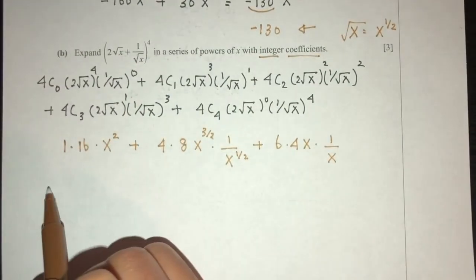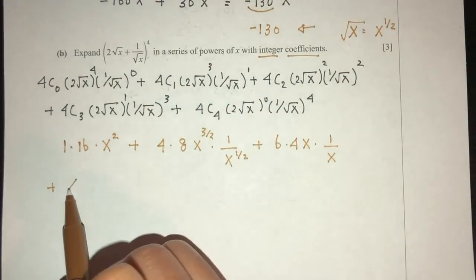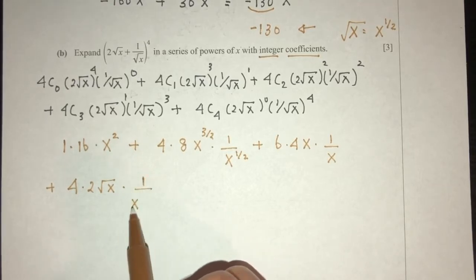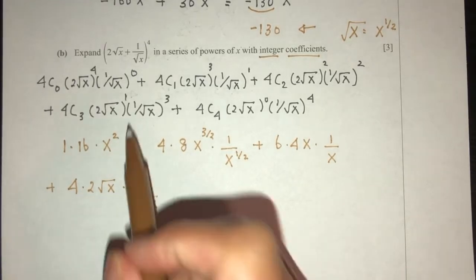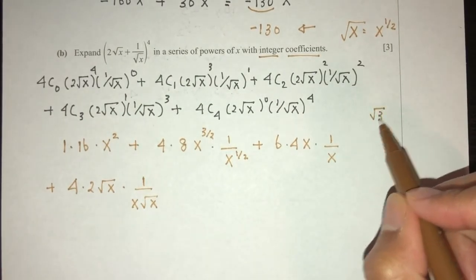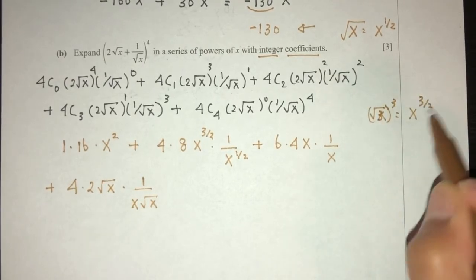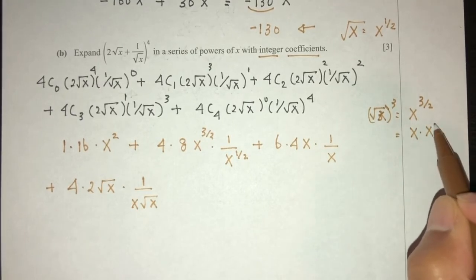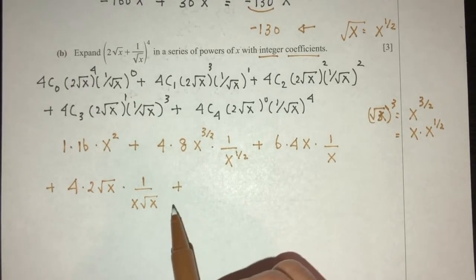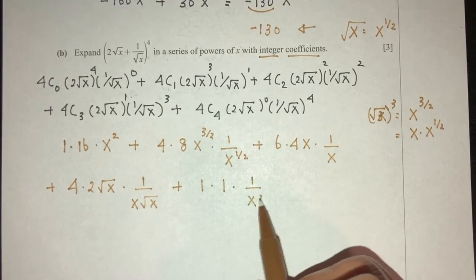And the next one, plus, what is 4 choose 3? 4 again, and that will be 2 root of x times 1 over x root of x. Okay, so basically to understand this, what is root of this power, so root of x power 3? You will see that it is 3, 2, which is also x times x half. So exactly this, okay? So plus, this will be 4 choose 4 is 1. That will be 1 as well. That will be 1 over x squared.